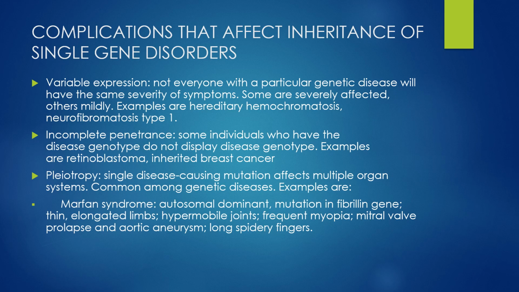Our third complication is pleiotropy. What this basically means is that in pleiotropy, you have some single disease causing mutation that affects multiple organ systems. So it doesn't just target one system, but you would have one disease being expressed in many organ systems in the body. An example is Marfan syndrome, and we did see some symptoms of Marfan syndrome earlier, and you see that it affects many systems of the body.